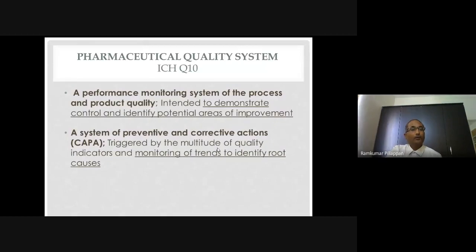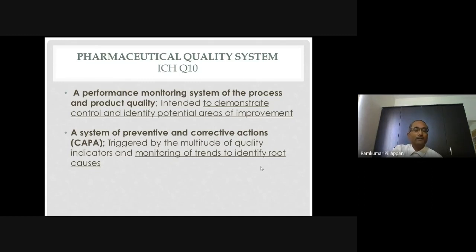It means you have developed the product, you got the approval, you have commercialized, that doesn't mean you relax for your life. There is always scope for improvements. There is always scope for avoiding any issues during the manufacture. So continuous quality monitoring is important. And of course, this is a phrase you will hear in industry: corrective actions and preventive actions. This is very important for monitoring of trends to identify root causes.